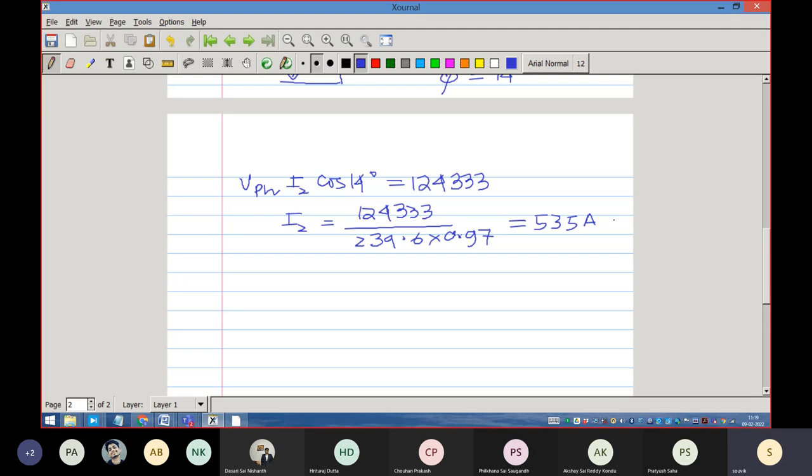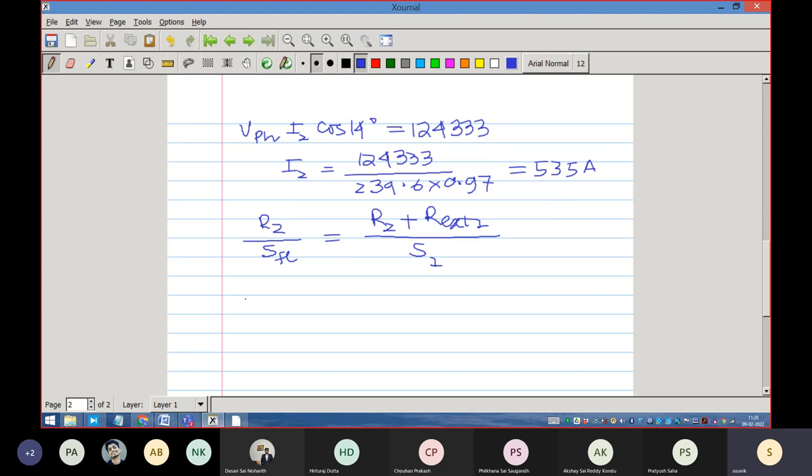And now comes our finding out how much should be the equivalent additional resistance, such that, as long as this ratio is unchanged, there is no change in current and there is no change in torque. The machine doesn't realize it, right? So we have known that if this ratio R2 by SFL is unchanged even after external resistance injection, then this will be R2 plus R external 1 by the new slip. The new slip, let us say S1. So what is the new slip? There are various cases given.